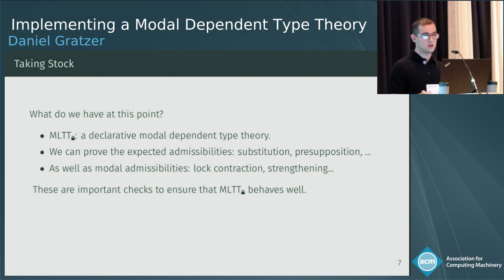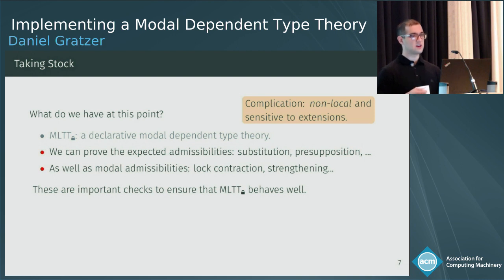So taking stock, at this point, we have MLTT sublock as a calculus. It's declarative, but it contains all the things that we wanted. And we can actually start to develop the meta theory of this calculus. We can prove that substitution and presupposition and all these other things hold. We can also show these more modal admissibilities. So we can show that locks behave in the way that we can expect, that having one lock is just as much of a problem as having two locks sitting next to each other. We can show that lock strengthening holds, as well as various forms of exchange. And this is not just routine calculation necessarily, because this all happens in the presence of all of these other connectives and all of the other rules of our type theory.